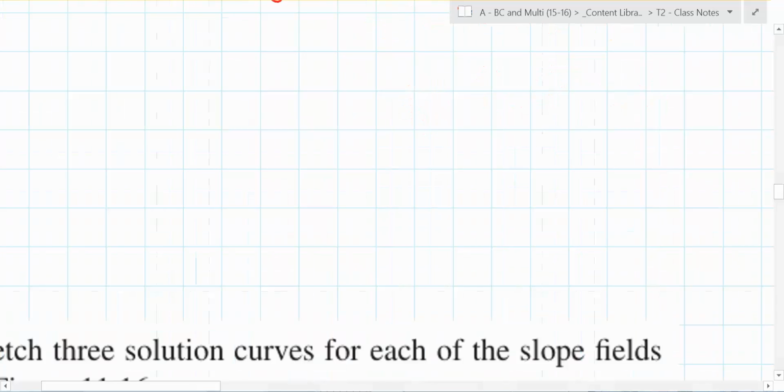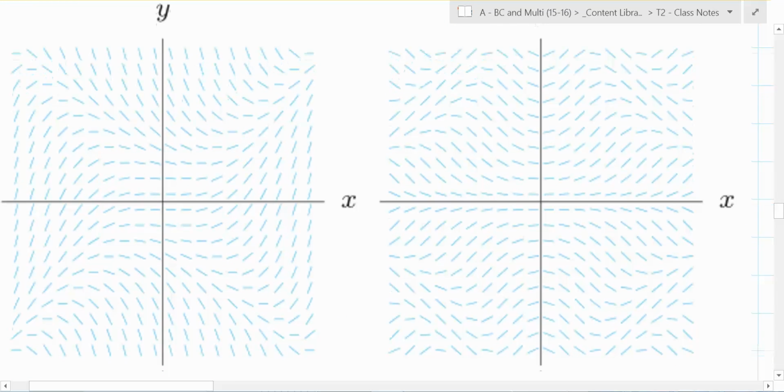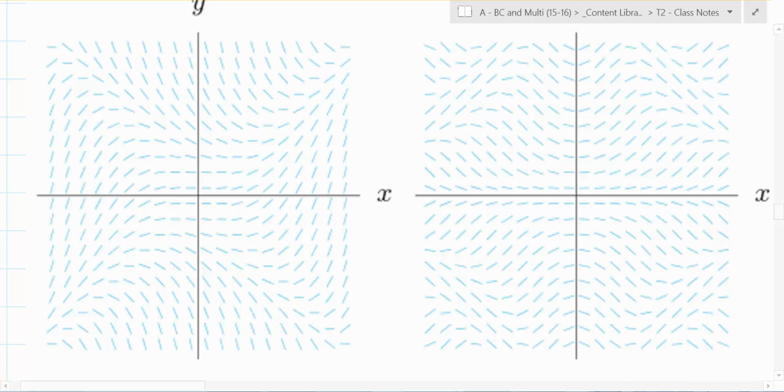Okay, let's talk about something that's a lot more curvy, shall we? What's this? What are these? Slope fields. Raise your hand if you kind of remember what a slope field is. What's a slope field?